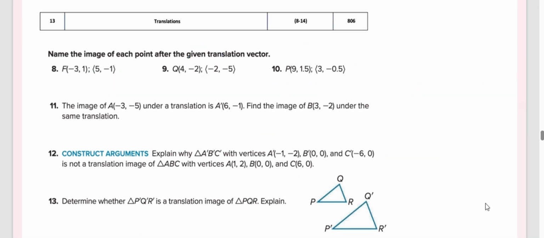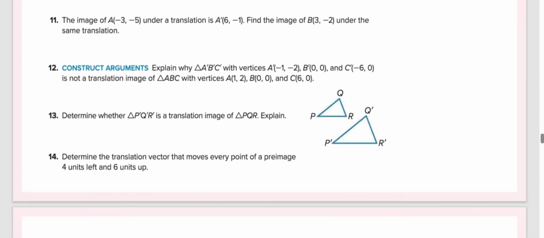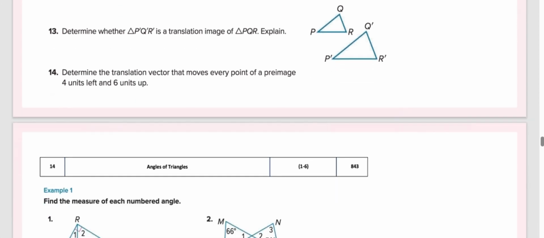Then I think one more question is there, question number 14 in this: determine the translation vector that moves every point of the pre-image 4 units left and 6 units up. I told you so many times, 4 units left means minus 4, and 6 units up means plus 6, so it will be minus 4 and 6. They are just asking the translation vector. Right means positive, left means negative, up means positive, down means negative. So minus 4 and 6 is the translation vector.